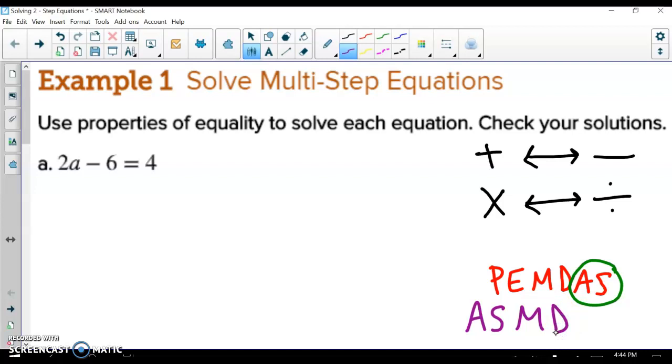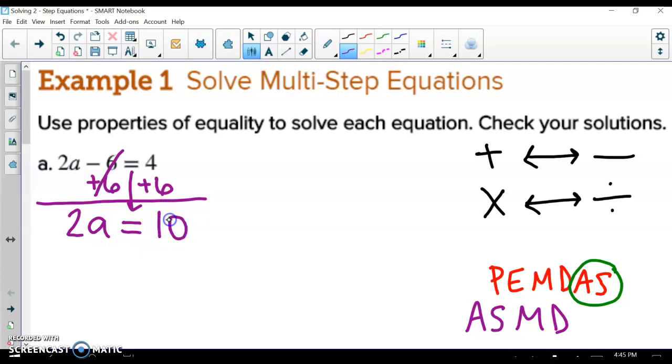All right? So we see here we have a subtraction sign. So the opposite of subtraction is addition. And we do the same number that is on the same side as the variable. So we do the same thing to both sides. So -6 plus 6 cancels out. We're left with 2a, carry down the equal sign, is equal to 4 plus 6 is 10.